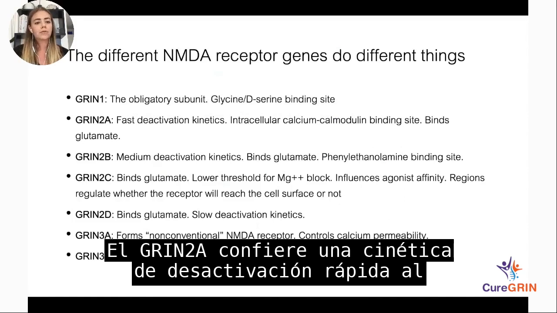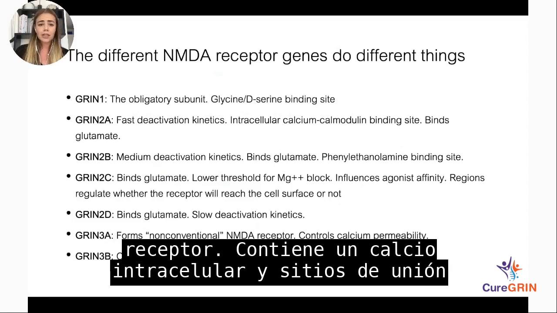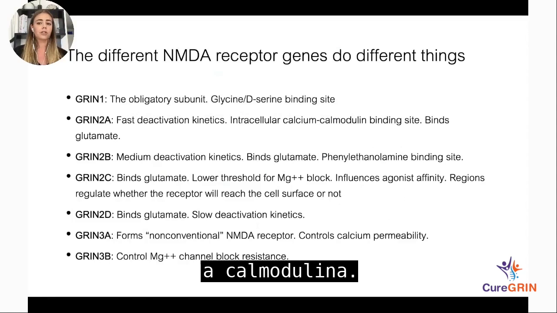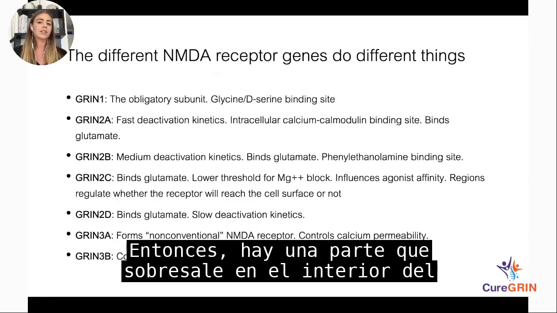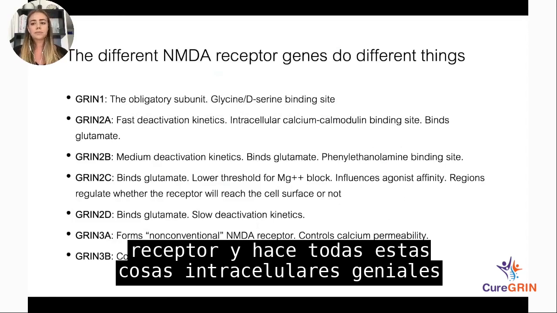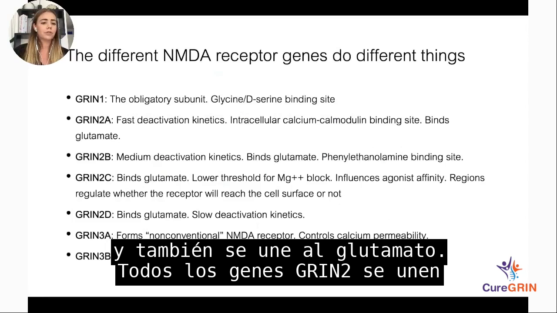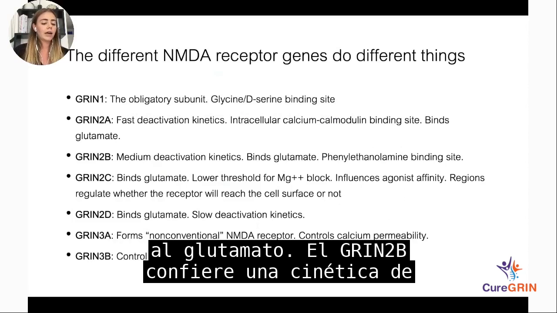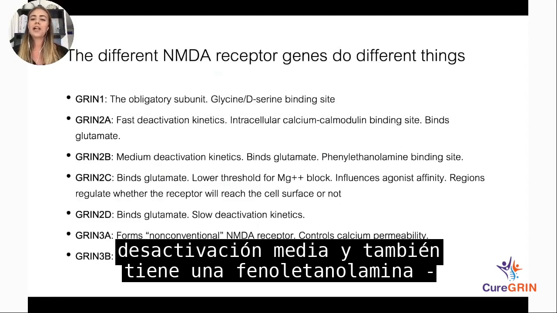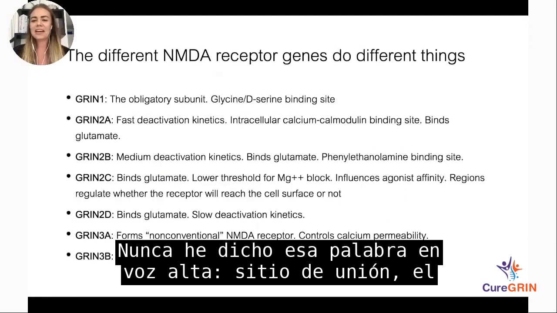The GRIN2A confers fast deactivation kinetics to the receptor. It contains an intracellular calcium and calmodulin binding site. So there's a part that sticks out on the inside of the receptor and does all these cool intracellular things. And it also binds glutamate. All of the GRIN2 genes actually bind glutamate. The GRIN2B confers medium deactivation kinetics, and it also has a phenylethanolamine binding site. Never said that word out loud.